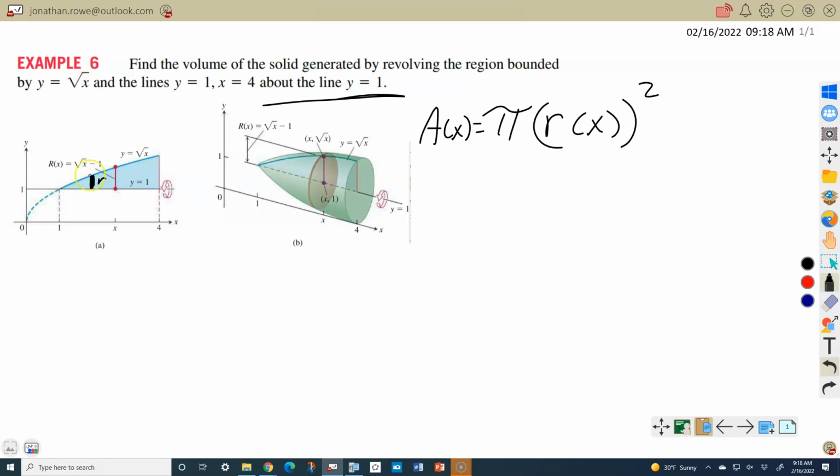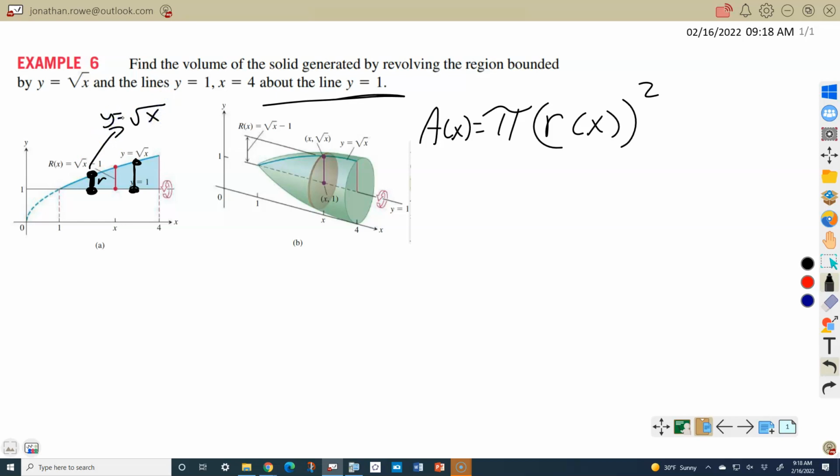What is this distance right here? It's this y-coordinate minus this y-coordinate. Right? That is that distance, the difference in those two y-coordinates. But we want those y-coordinates in terms of what? X. So then this y-coordinate, as far as x is concerned, is the square root of x.